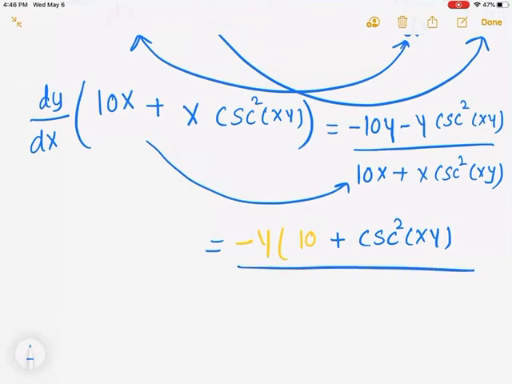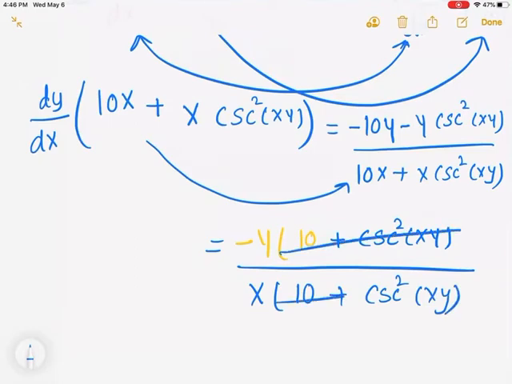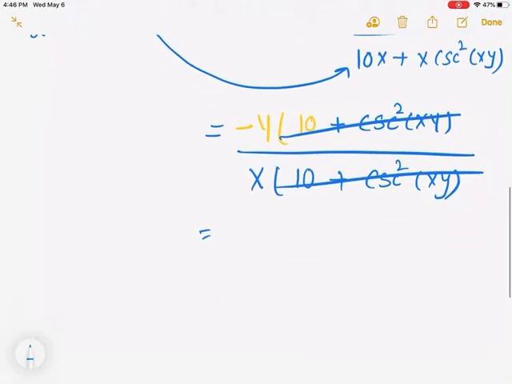The bottom one, I can take out an x, and I have 10 left, plus cosecant square xy, and finally, this big expression is going to get canceled out, so finally my answer is negative y over x. Here you go. So that's my first example.